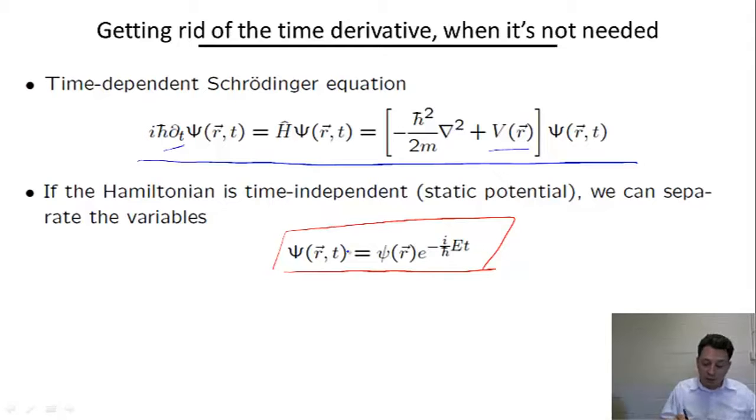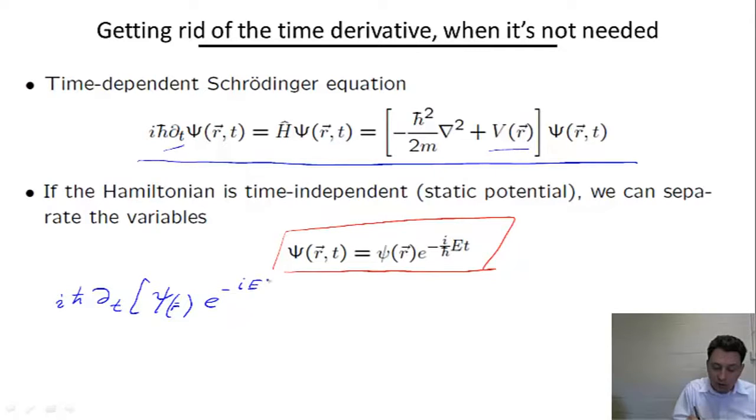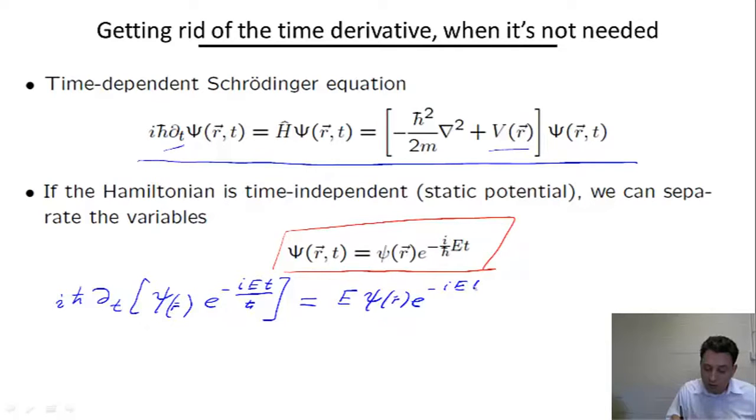And so if we plug this ansatz into the Schrödinger equation, we're going to have on the left-hand side the derivative with respect to time of psi of r, e to the power minus i E t over h bar. I should mention that E, of course, corresponds to the energy. Since this lowercase psi of r does not depend on time, we don't have to differentiate this part. We're going to differentiate just the exponential, and by construction we're going to get on the left-hand side E psi of r and this exponential.